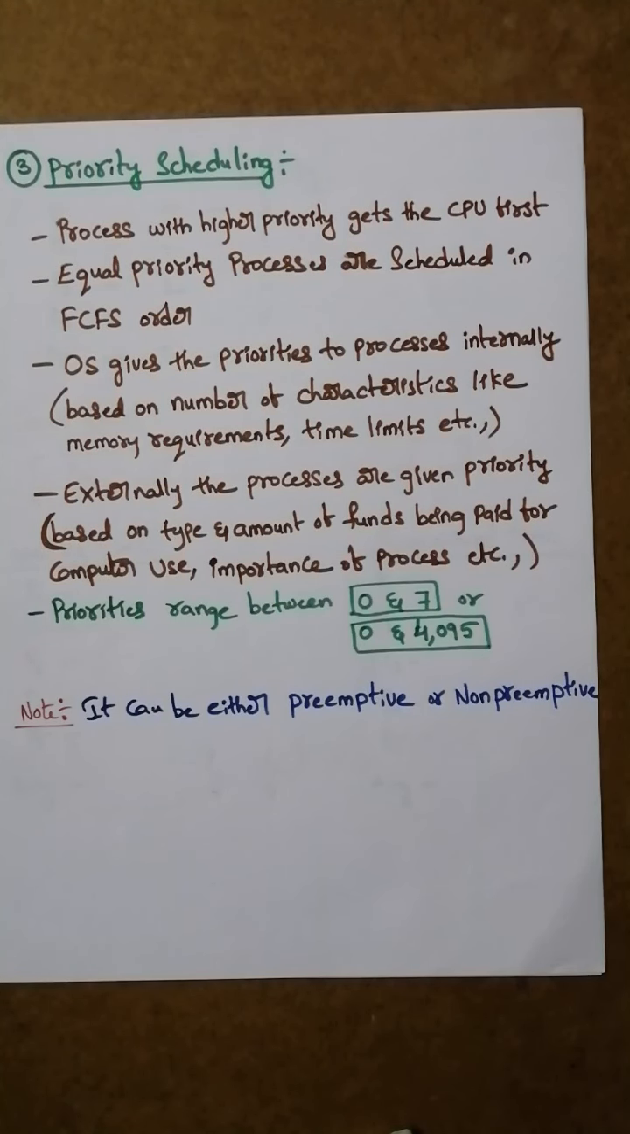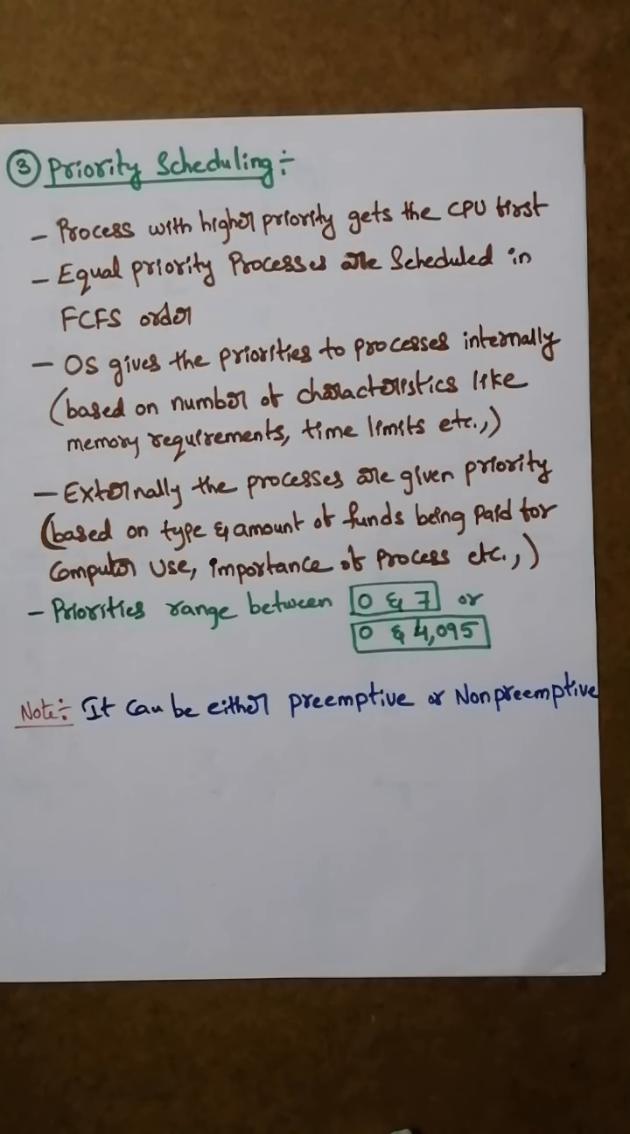In this session, I would like to continue the topic of CPU scheduling algorithms from the operating system course. In the previous video we have seen two algorithms, first come first serve and shortest job first. In shortest job first we have seen both preemptive and non-preemptive. In this session we'll see the remaining CPU scheduling algorithms.